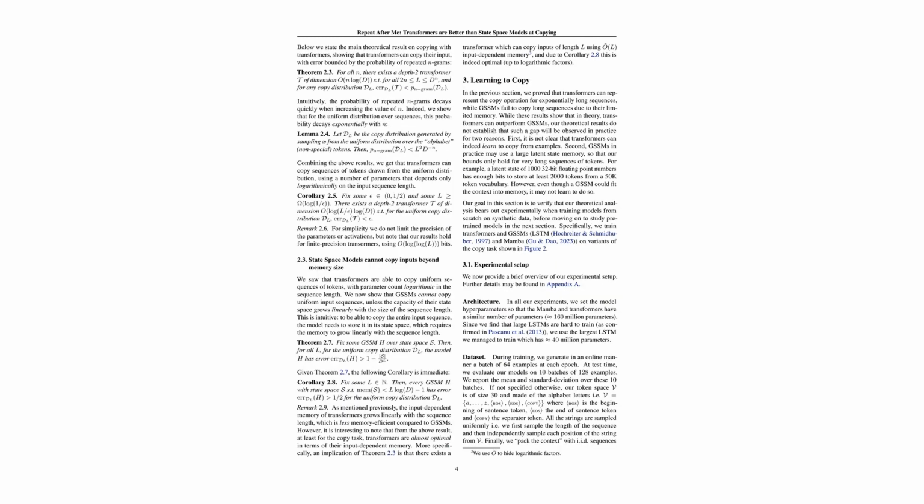So, transformers are better at context copying tasks because they can store and access more information from the input sequence? That's right, and this advantage is reflected in the empirical results of the paper. The paper shows that transformers learn to copy more efficiently and generalize better to longer inputs than GSSMs.